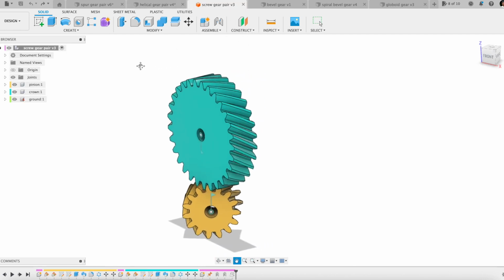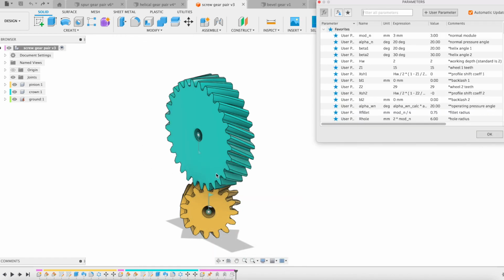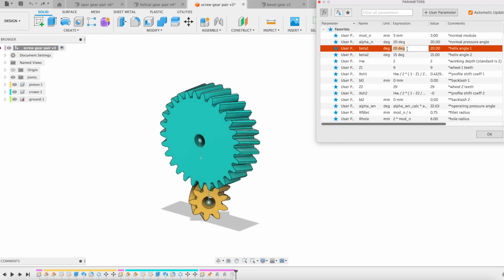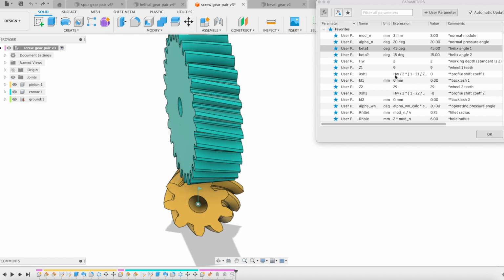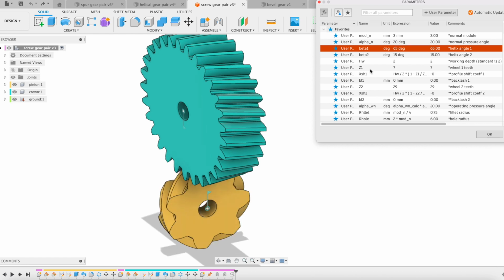The screw gear model. 66 user parameters. A screw gear is a helical gear based on a normal system. The helix angle can be different for each gear. This allows connecting shafts at any angle.